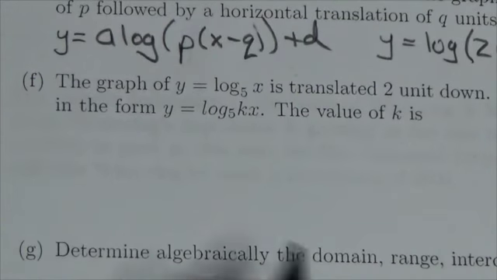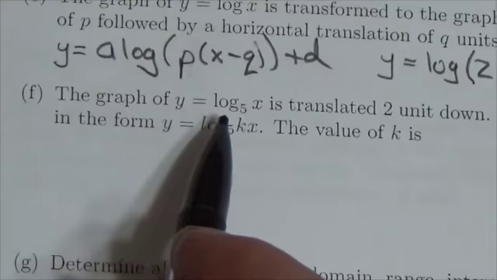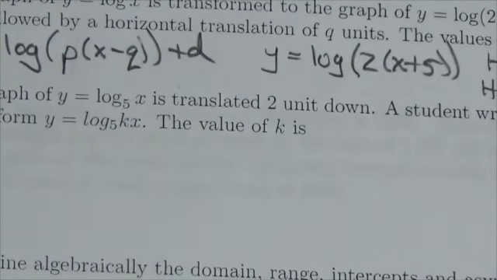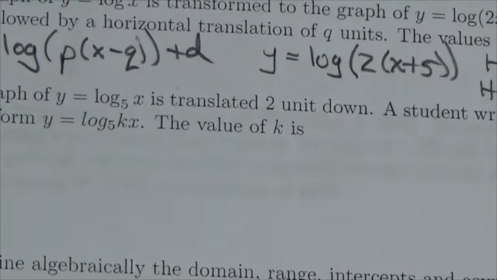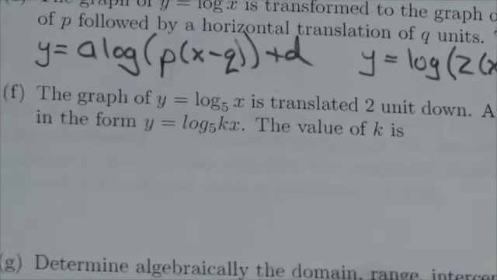Okay, everybody, here's an interesting question. It says the graph of y equals the log base 5 of x is translated 2 units down, and then a student writes the equation of the transformed image in the form like this. So what's the value of k?